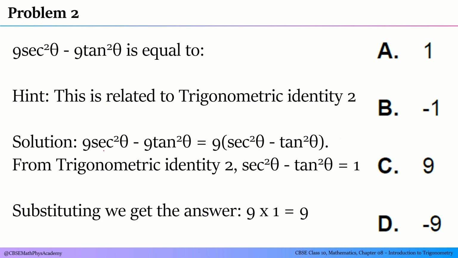So the solution: 9 sec square minus 9 tan square is equal to, you take out the 9 in common and put sec square theta minus tan square theta. From trigonometric identity 2, you know that sec square theta minus tan square theta is equal to 1. Substituting this value of 1 here, you get the answer as 9. So option C is the correct answer.